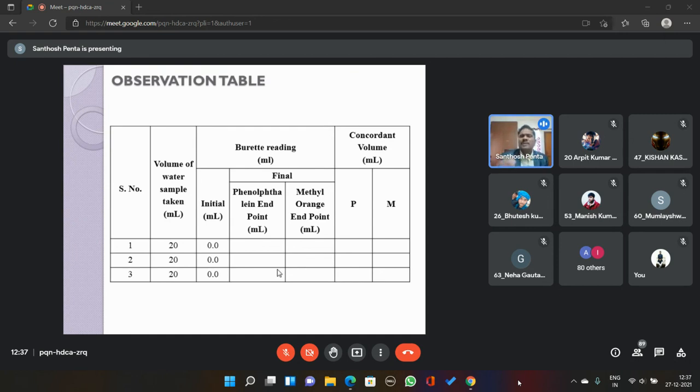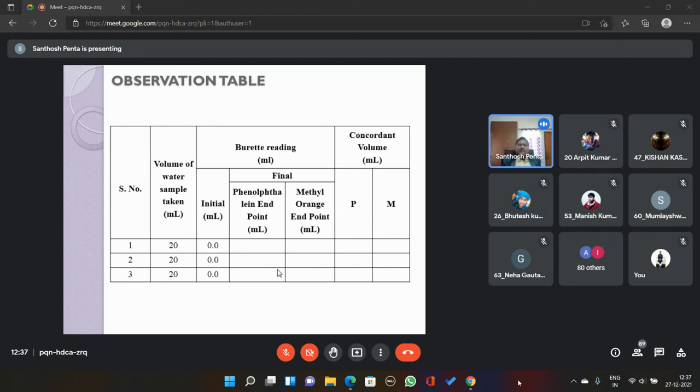Now, here one more logic I would like to incorporate. Pipette out 20 ml of the given hard water sample, alkaline water. Then you add phenolphthalein indicator to that water sample. But the solution did not give any coloration with phenolphthalein indicator. Actually the solution should give pink color, but it did not give any coloration with phenolphthalein indicator.